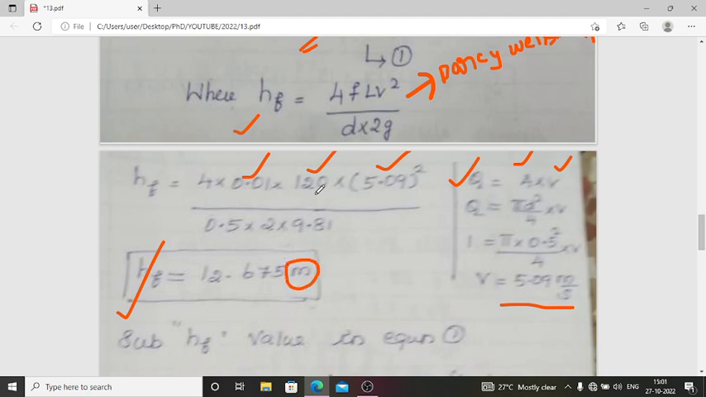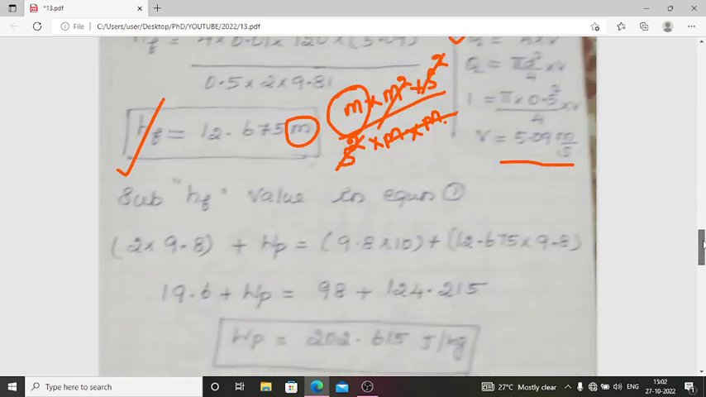So how does the meter unit come here? F has no unit. Length is in meter, so the numerator has meter. Velocity is meter per second, but here velocity squared means meter squared divided by second squared. Diameter is in meter. 2 is a constant. 9.81 is meter per second squared. Which ones cancel here? Second squares cancel and meter squares cancel. So finally we get meter. This is the unit of loss of head due to friction. So the final value is 12.675 meter.